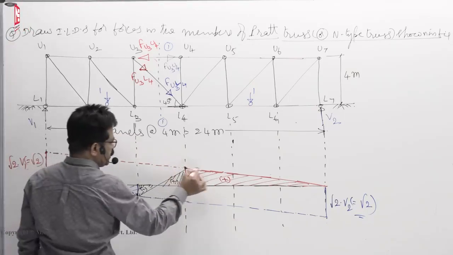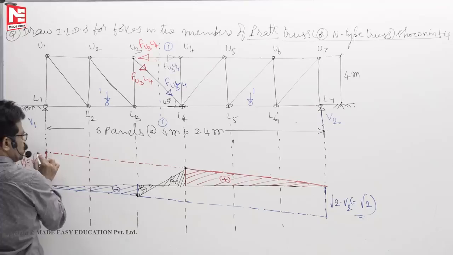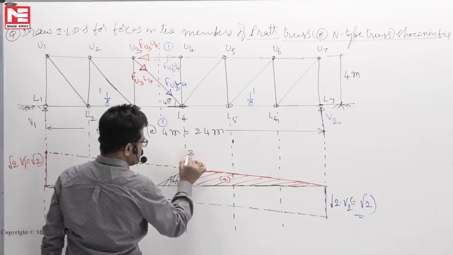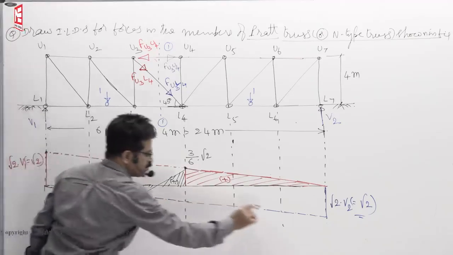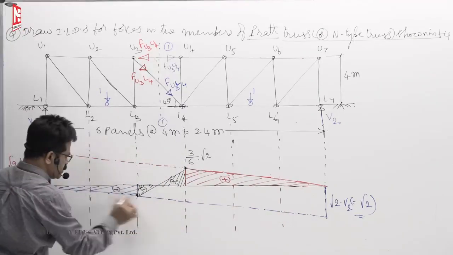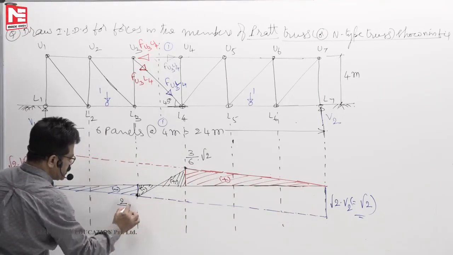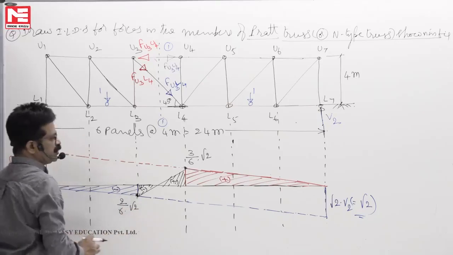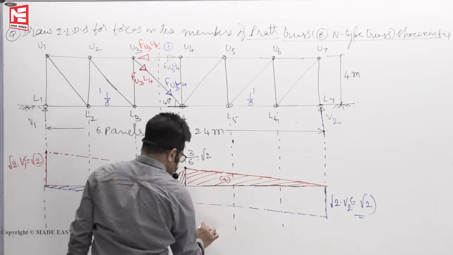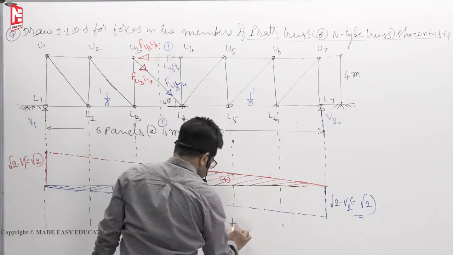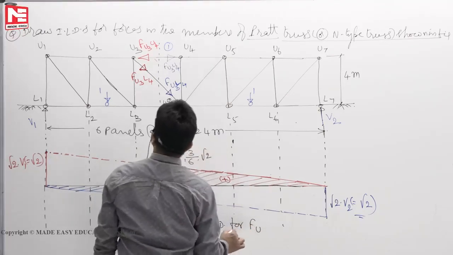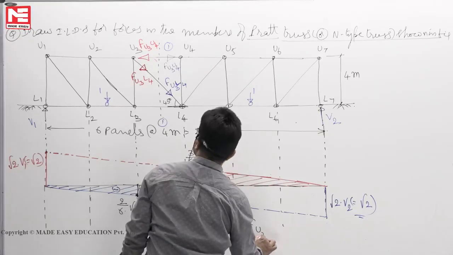See here how much is ordinate here. For 6 panels root 2. For 3 panels 3 by 6 times root 2. Here for 6 panels root 2. 2 panels 2 by 6 times root 2. Like this. Now this is again ILD for F U3 L4.